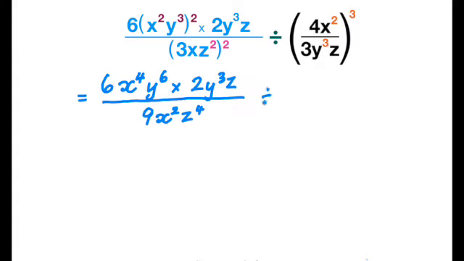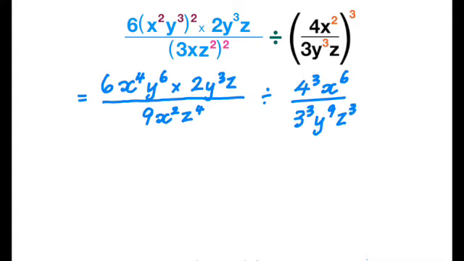Now dividing by another fraction where everything is to the power 3. So everything in that bracket, the top line and the bottom line, is to the power 3. We'll start off with 4 cubed, and then we get x to the power 6 because we multiplied 2 by 3. And in the bottom line of that same fraction we have 3 to the power 3, y to the power 9 because we multiply the indices involving y such that it's 3 by 3. And z is just to the power 3.